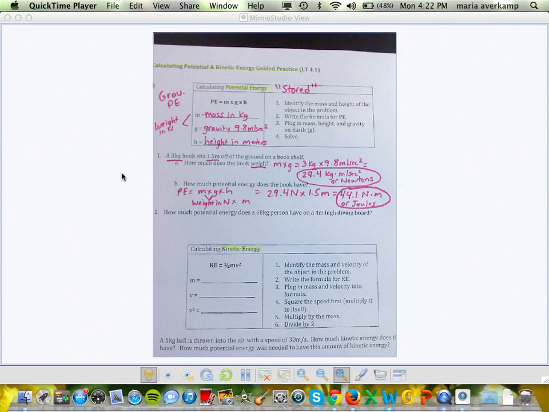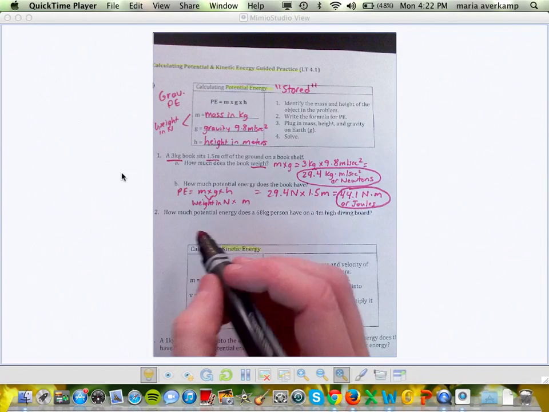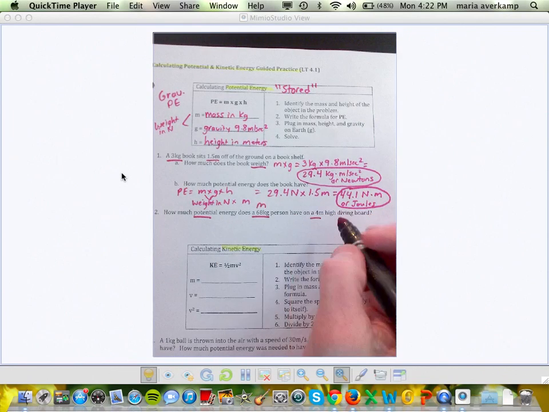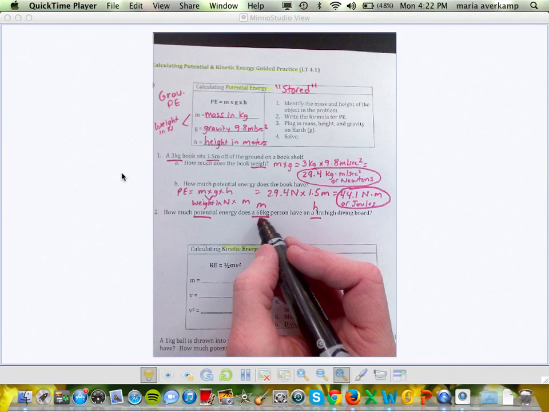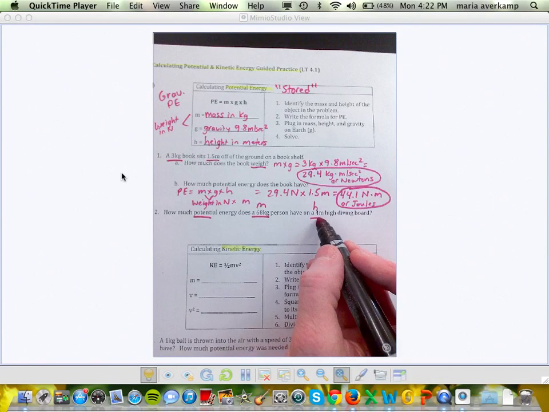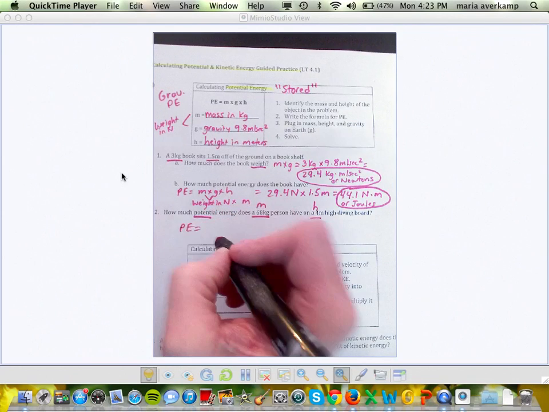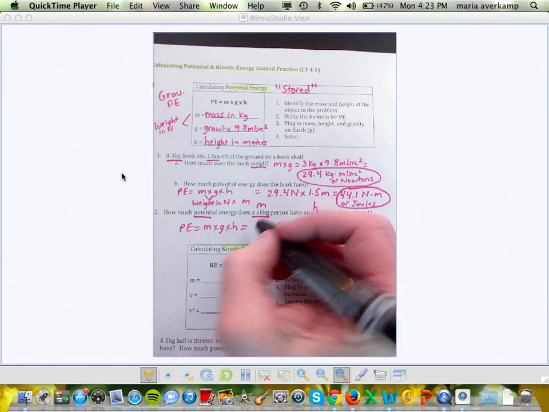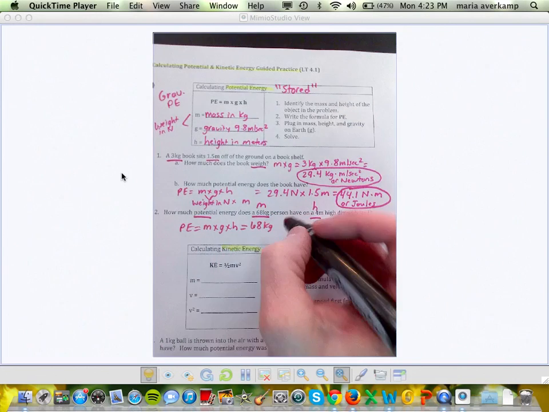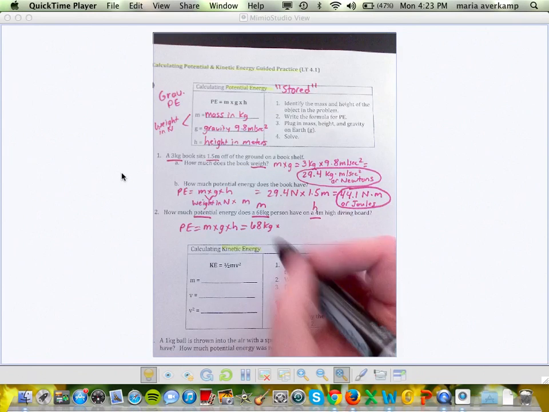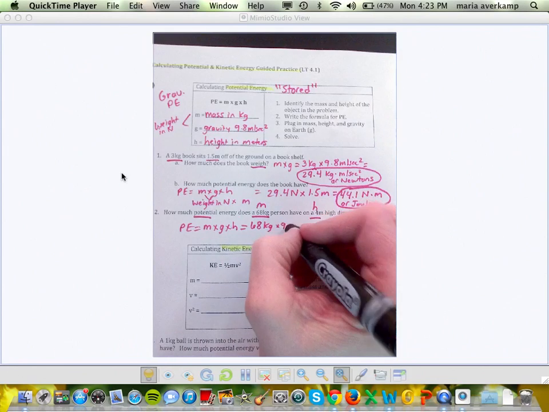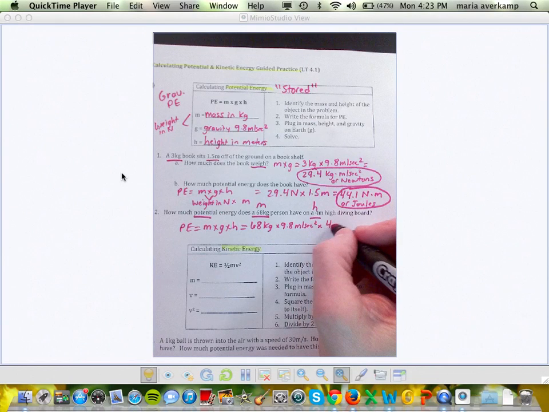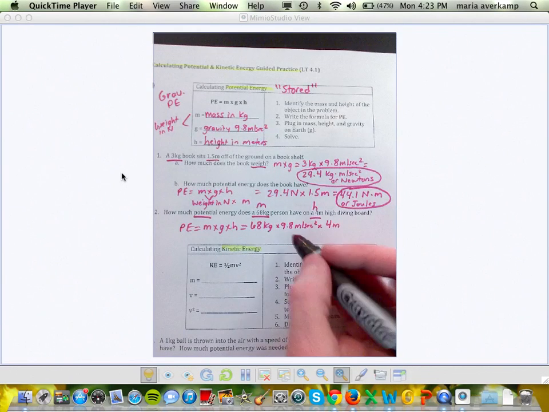Now let's go to a problem where we aren't going to do it step by step. How much potential energy does a 68 kilogram person have that is 4 meters high on a diving board? So 68 kilograms is my mass, my height is 4 meters. Now first thing is I'm going to write my equation. Potential energy is mass times gravity times height. So we're going to multiply their mass times gravity. Gravity again is always 9.8 meters per second squared. And then lastly, I'm going to multiply by how high off the ground this person is, the 4 meters.